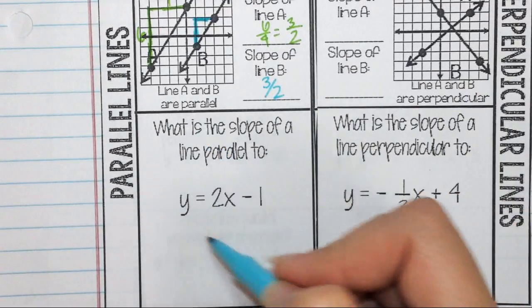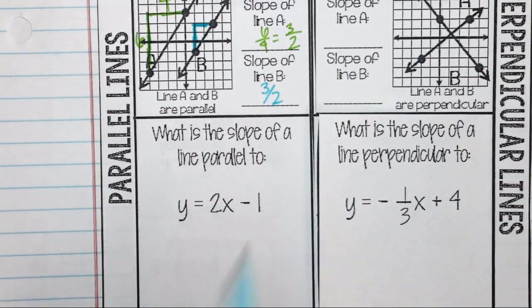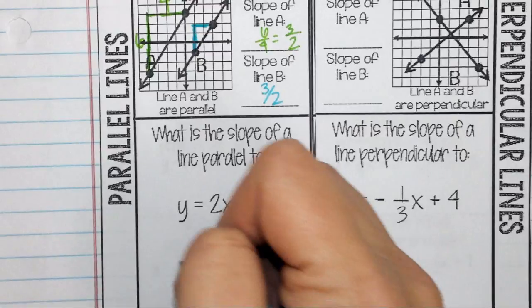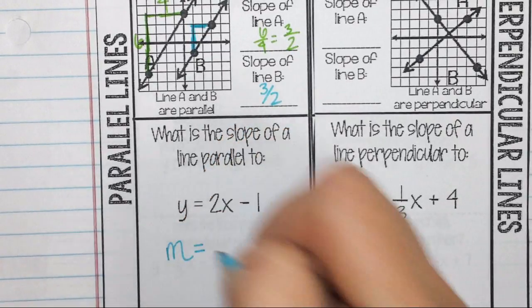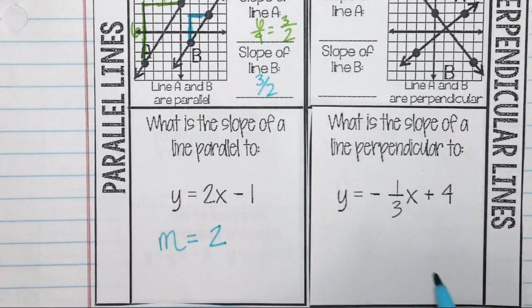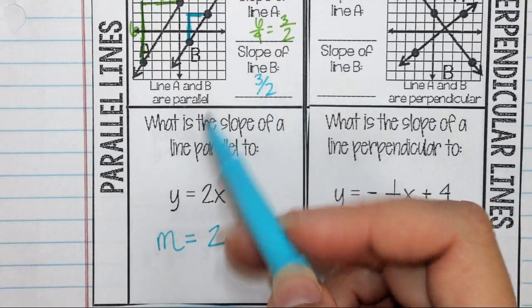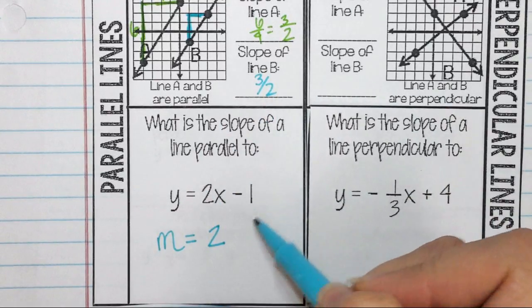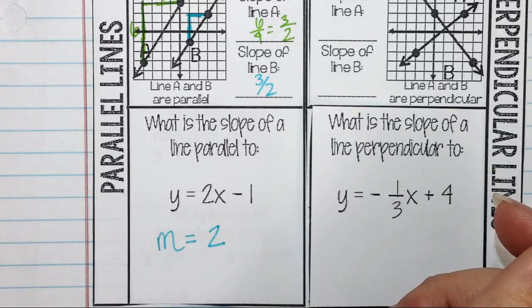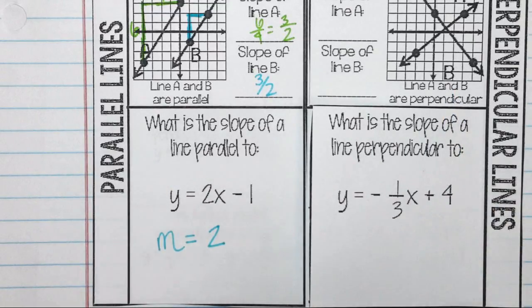So, according to this one right here, what would the slope of a line parallel to y equals 2x minus 1 have to be? Why? Because they're parallel. And why is it 2? Why is it not negative 1? Because negative 1 is the y-intercept and 2 is the slope.